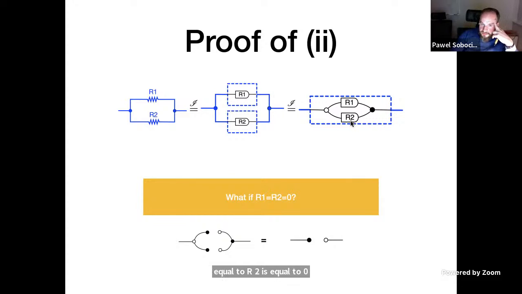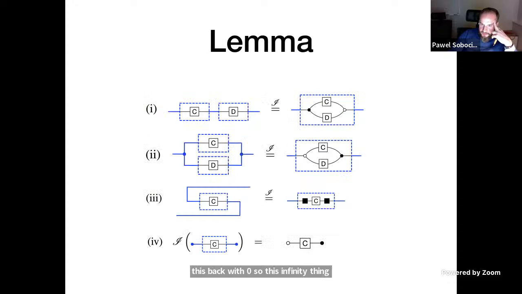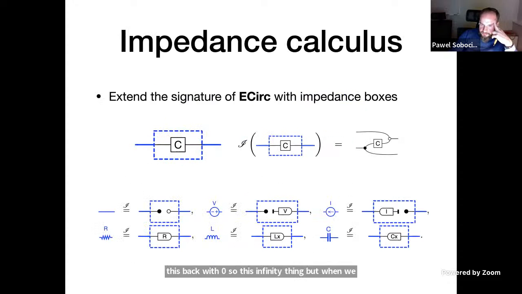But if R1 and R2 are equal to zero, then this should just be an open wire. It should just be a wire, right? So this is not something pathological to try and think about. In fact, this is what happens when we let R1 and R2 equal zero. Then it's just a simple proof in the algebra of graphical affine algebra that this is this backward zero, this infinity thing. But when we plug it into the formula, we just get back the wire, right? So if you imagine the black counit here and the white unit here, you just get the two wires.